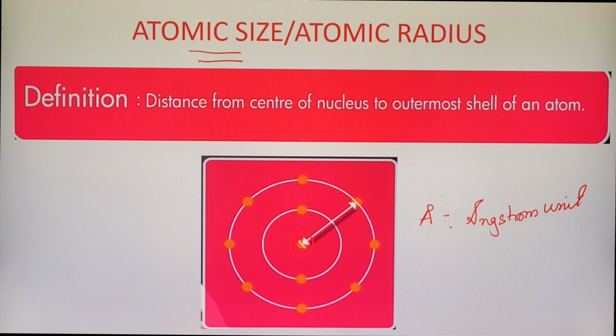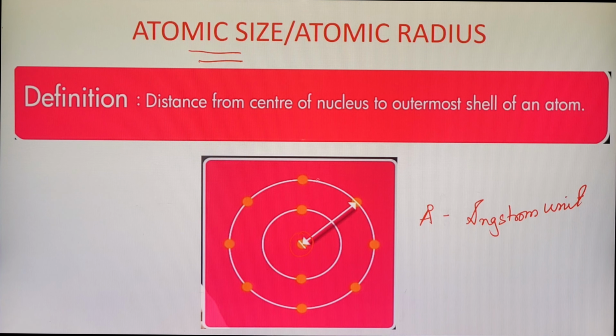So what are the two points you have to remember for atomic size or atomic radius, children? Atomic size or radius is the distance from the center of the nucleus, or in other words from the nucleus to whichever is the outermost shell.